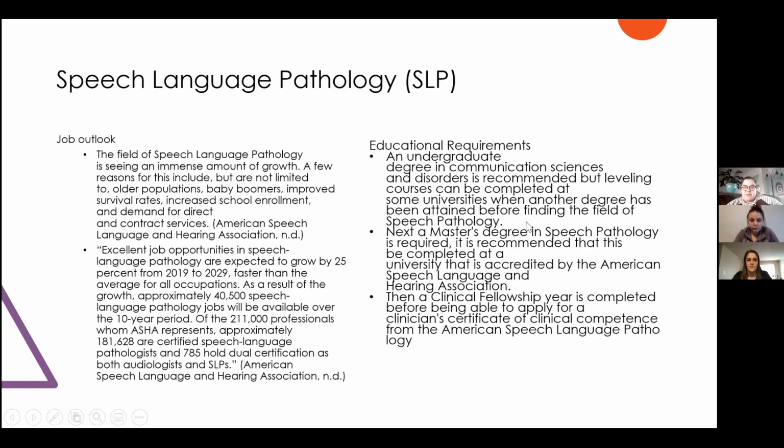The educational requirements include an undergraduate degree in communication sciences and disorders, or speech, language, and hearing sciences, which is recommended, but leveling courses can also be completed at some universities. Sometimes this is called post-baccalaureate education, when another degree has been attained before finding the field of speech pathology.